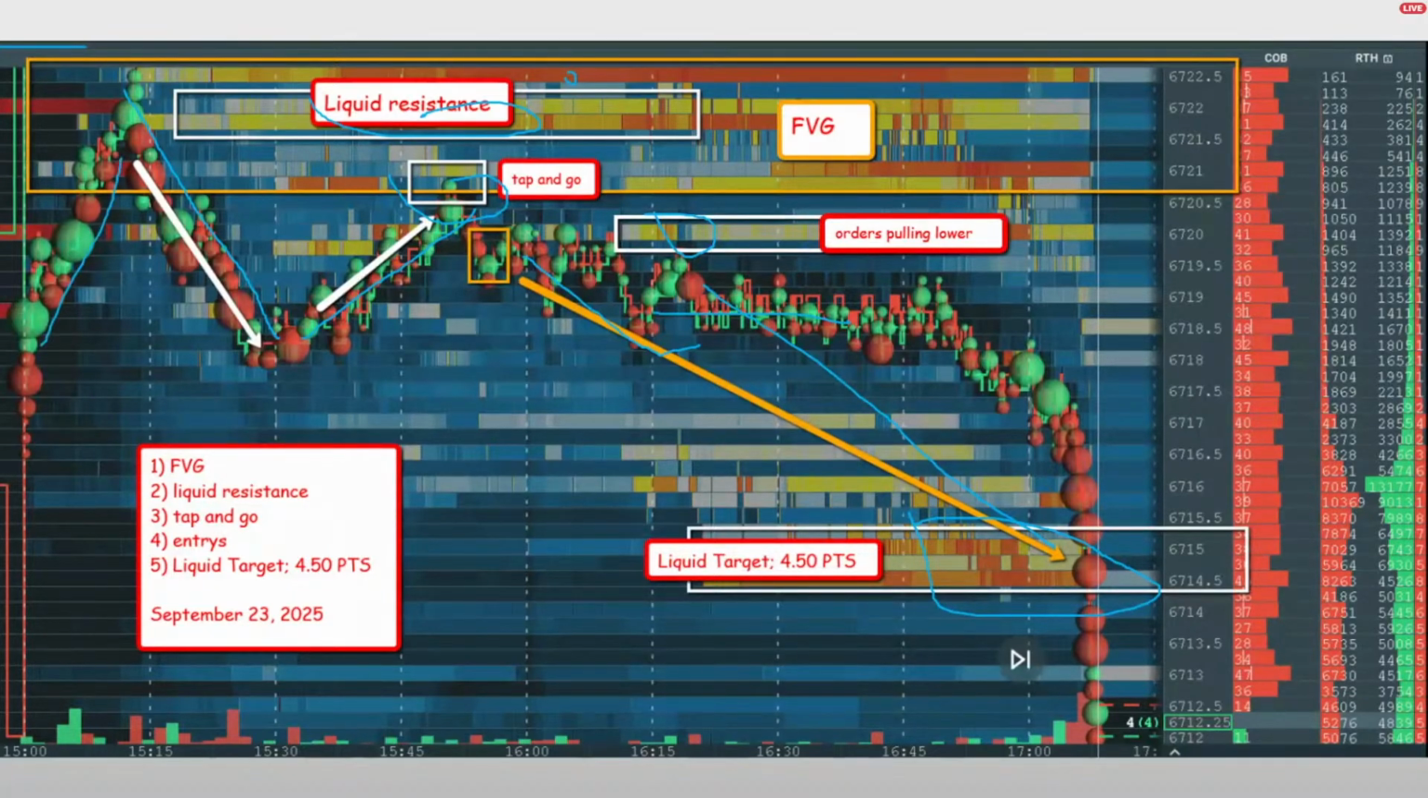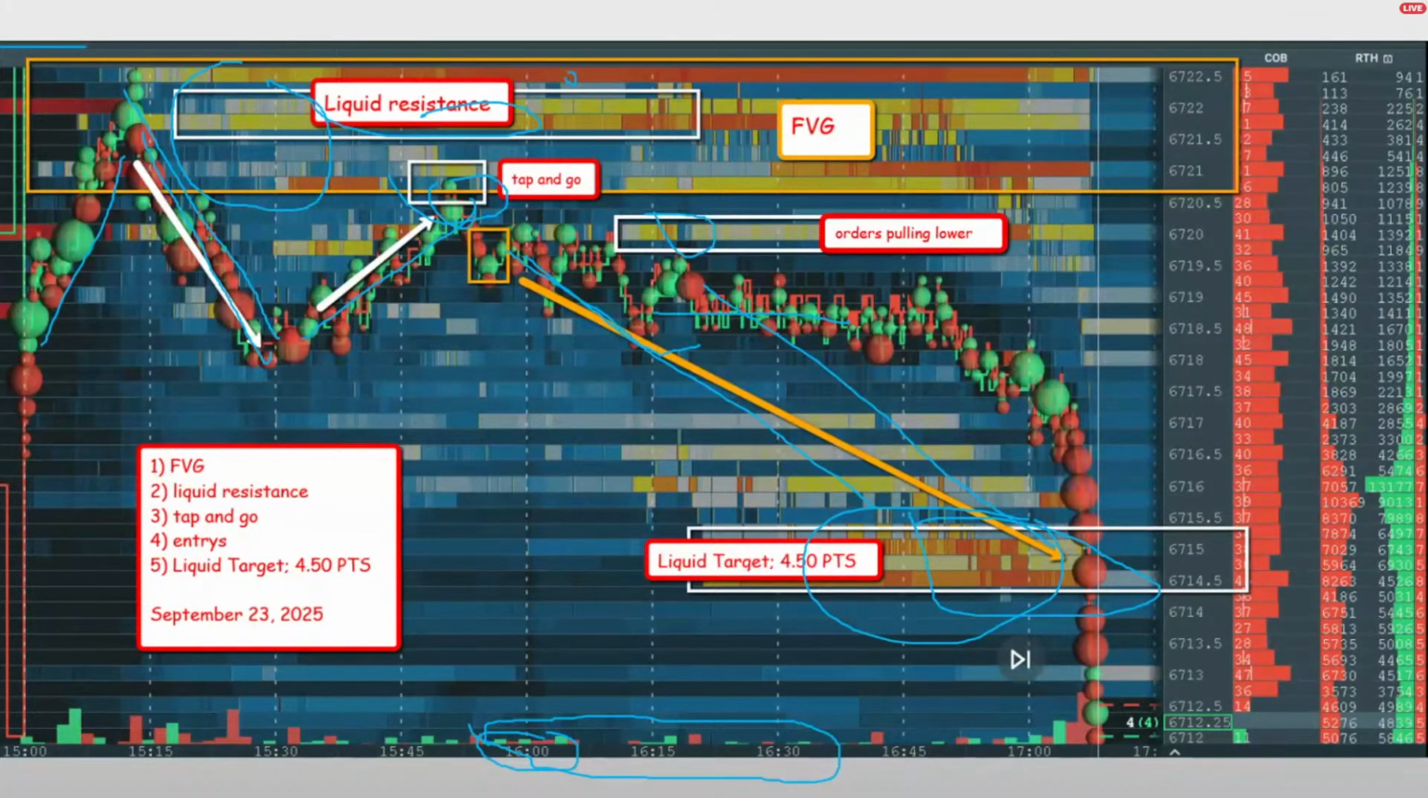So the price came up, and it dropped down. Developed this fair value gap. You can go back and check this time if you want. This is West Coast time, around 1600 local. It developed this fair value gap, tapped the fair value gap and came back down and got the liquidity right around 67.15. So I got 4.5 points out of that one.